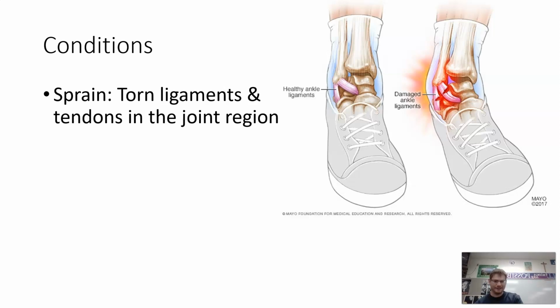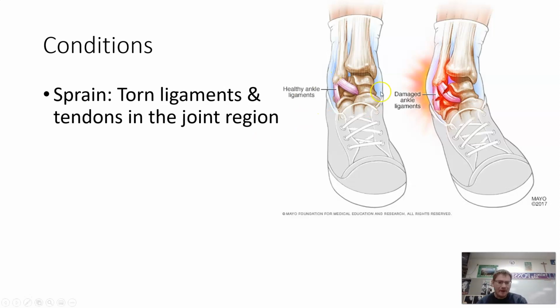Get that vitamin D. So sprain: torn ligaments and tendons in the joint region. And I know this, I constantly roll my ankle. I did it once in high school, and then overall, I just keep on doing it again every so many years and have to be careful about it. And sometimes it kind of hurts when I run too.